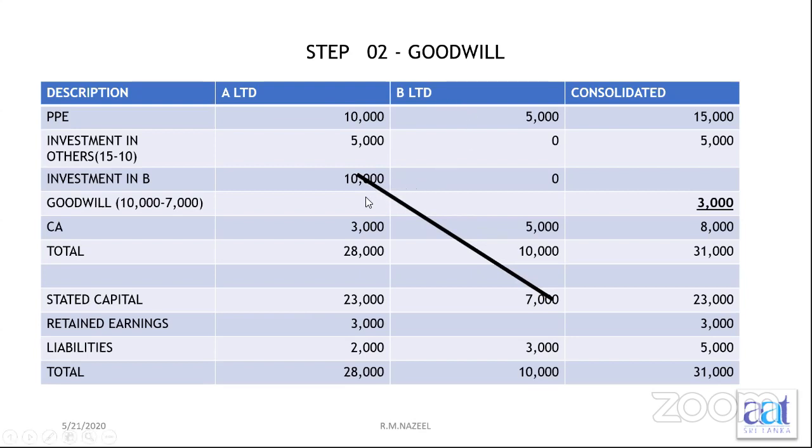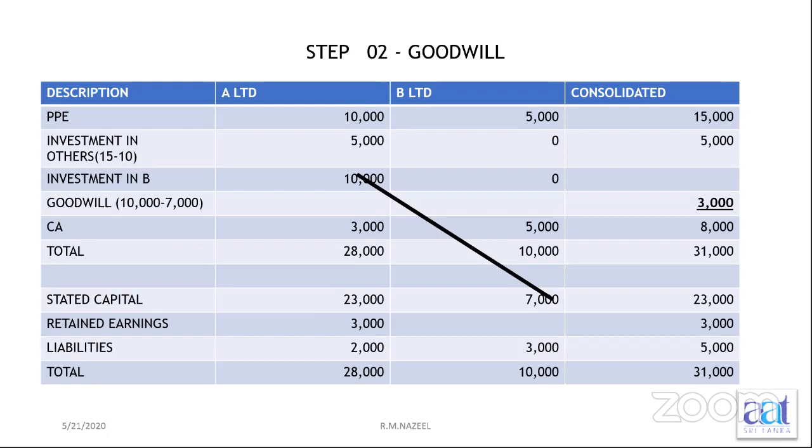The investment made by the parent is 10,000, net asset is 7,000. Therefore, there is a difference. What is the difference? That difference is the goodwill. See, 10,000 minus 7,000, therefore there is a goodwill of 3,000. So what you did was compare the investment with the net assets. Investment is 10,000, net asset is 7,000, and the remaining amount is goodwill of 3,000.